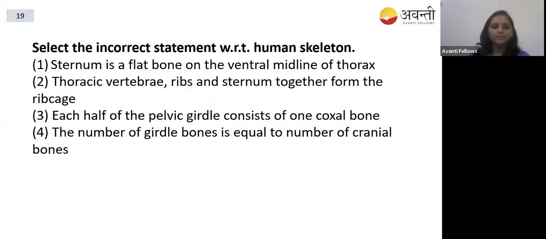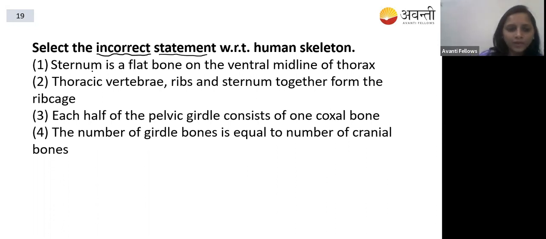Okay, let us go to the 19th question. Select the incorrect statement with respect to the human skeleton. Okay, guys, this is from the chapter Locomotion and Movement. Here they are telling that the sternum is a flat bone on the vertebral midline of the thorax. So what do you have to do here? You have to select the incorrect statement. Okay, fine. The sternum is a flat bone on the ventral midline of the thorax.